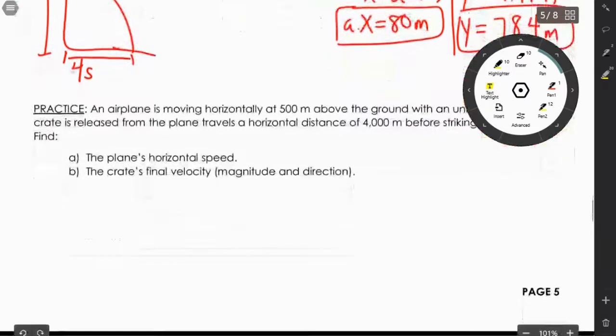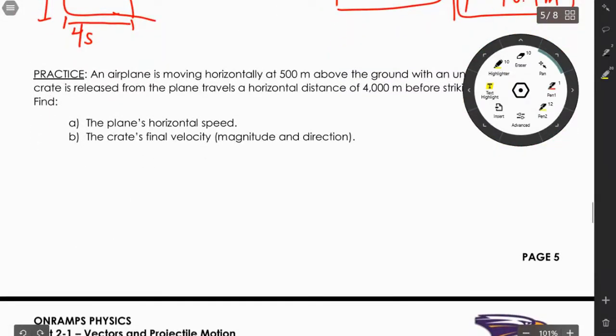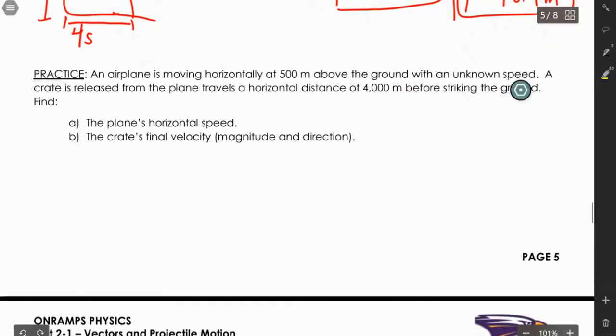Okay. Now let's do this last problem. I chose this problem because of the situation that is happening, right? So an airplane is moving horizontally at 500 meters above the ground with an unknown speed. A crate is released from the plane and travels a horizontal distance of 4,000 meters before striking the ground. Find A, the plane's horizontal speed, and B, the crate's final velocity, which is its magnitude and direction, okay?